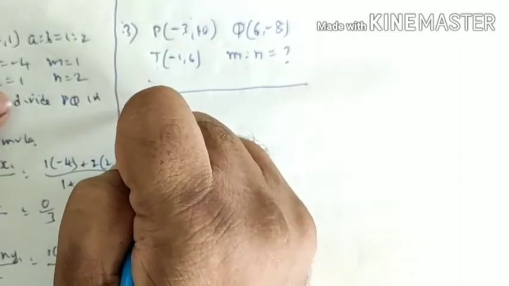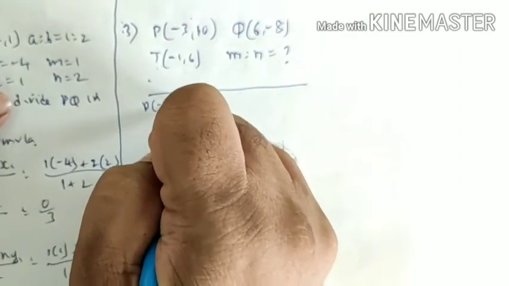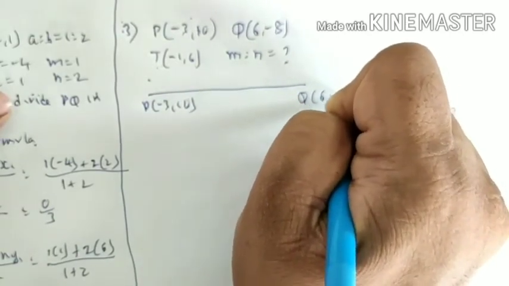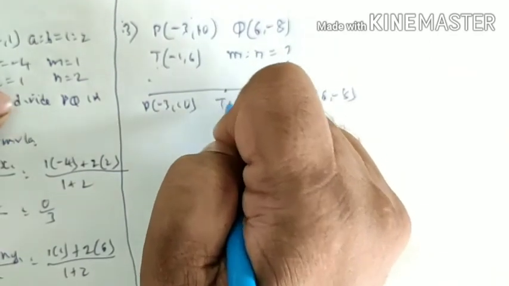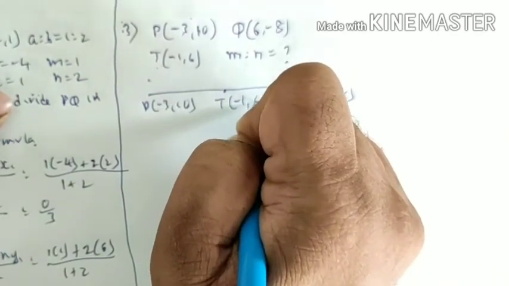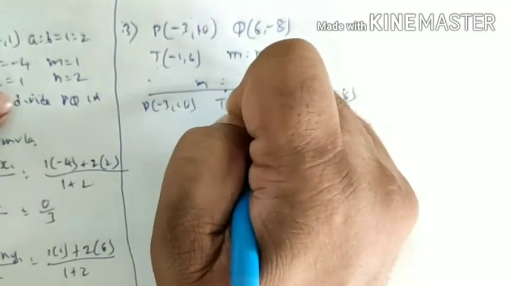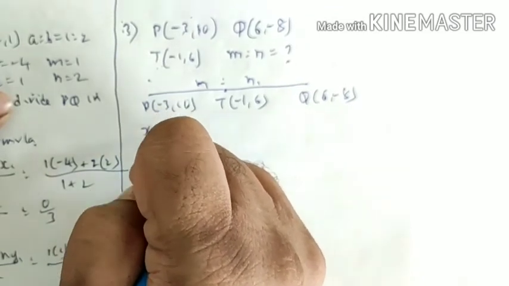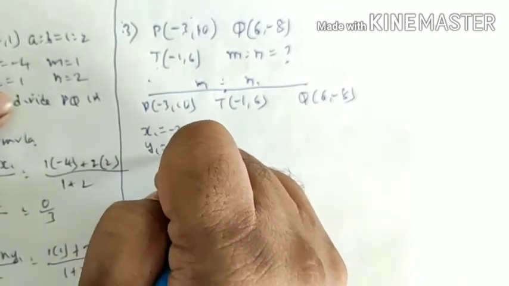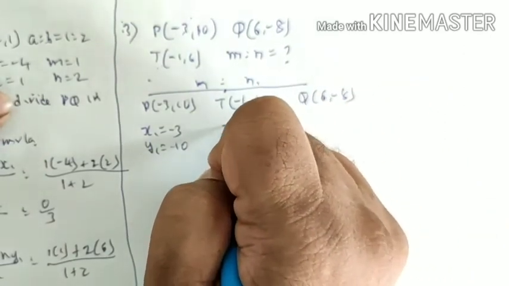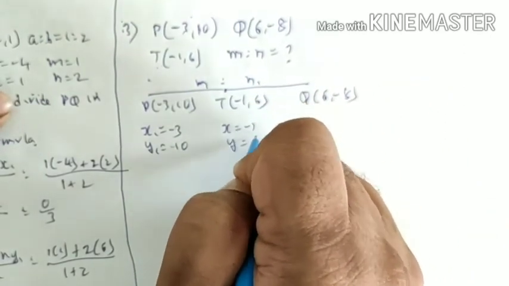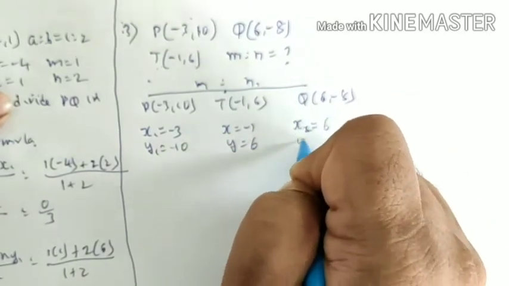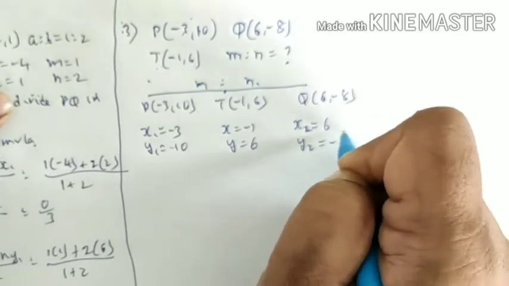See, this is point P -3, 10. This is point Q 6, -8. This is point T -1, 6. We want to find m is to n. So, here x1 is -3, y1 is 10, x is -1, y is 6, x2 is 6 and y2 is -8.